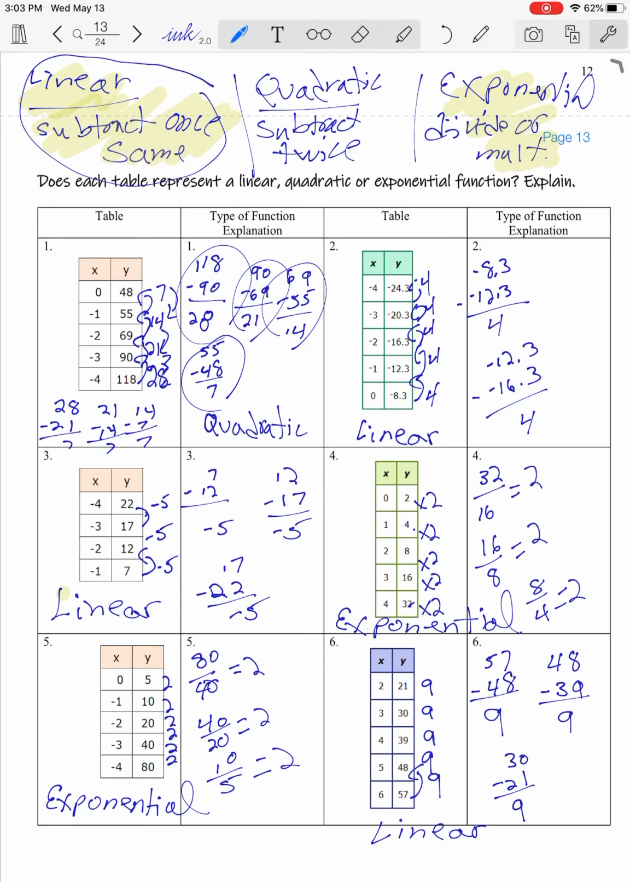How'd you do? So what I want you to do is send me a picture of number 5 and 6 and show me how you did. Or let me know. Tell me I got them right, I got them wrong. What do you think? Okay?